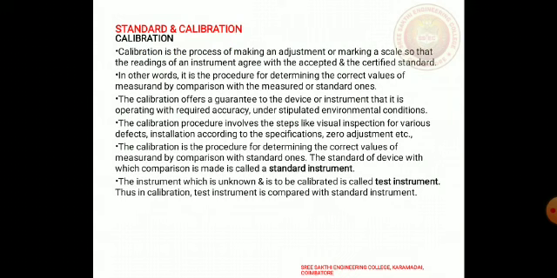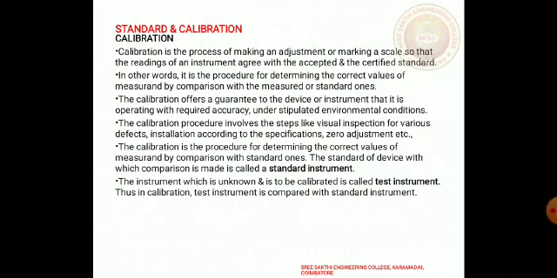And the last topic of unit 1 is standard and calibration. First we discuss calibration. It is the process of making an adjustment or marking a scale so that the reading of the instrument agrees with the accepted and certified standard. Calibration is the procedure for determining the correct values of measurands by comparison with standard ones. The standard device with which comparison is made is called the standard instrument. The instrument which is to be calibrated is called the test instrument. Thus in calibration, the test instrument is compared with the standard instrument.